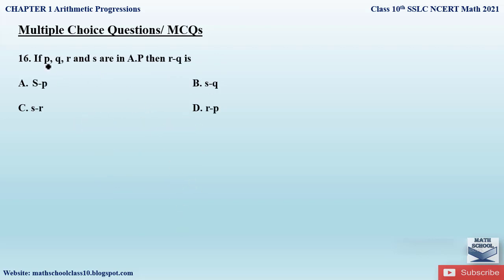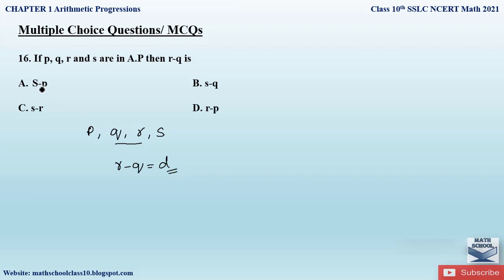Coming to our next question, that is question number 16. If P, Q, R and S are in AP, then R minus Q is. Okay, so we have an AP with the terms P, Q, R and S, and they have given us R minus Q. So what is R minus Q? R minus Q is nothing but the common difference, right? Whenever we take the difference between any two consecutive terms of an AP, that is the higher term minus the lower term, then that is nothing but our common difference D.